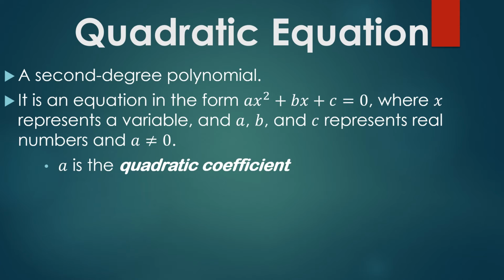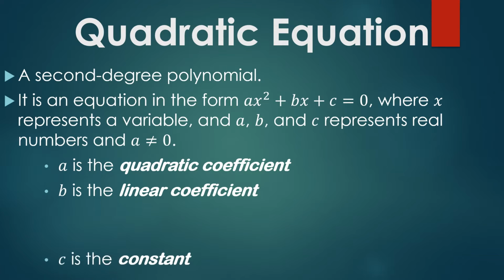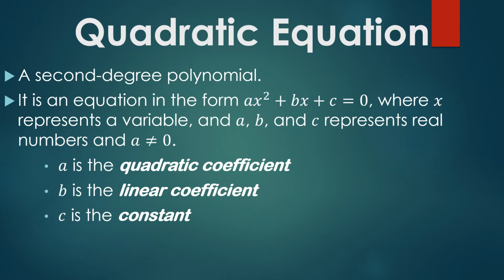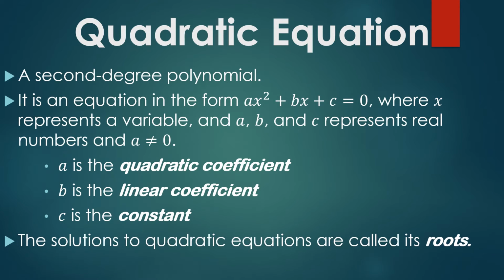That's why a is the quadratic coefficient, b is the linear coefficient, c is the constant term. The solutions to quadratic equations are what we call roots. Ibig sabihin, the values of x na makikita natin o masasolve natin in quadratic equation, ang tawag natin doon ay roots.